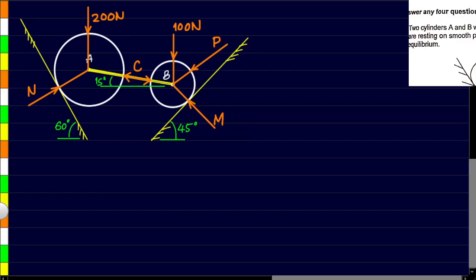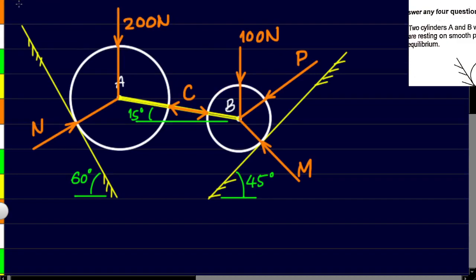So here I have redrawn the diagram. So this is the force P which we have to find. This is at 100 newtons, the weight is acting straight downwards. 200 newton, the weight of A is again acting straight downwards. The link AB will put forces on both A and B. It will try to push A in the left side and B on the right side.